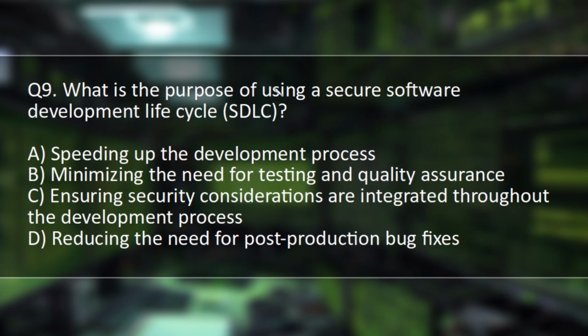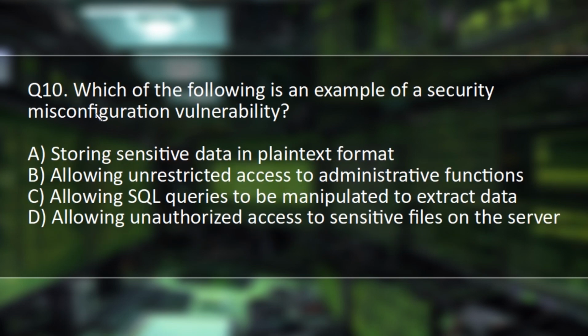Next, what is the purpose of using a secure software development lifecycle? We use it for ensuring that security considerations are integrated throughout the development process. Next, which of the following is an example of security misconfiguration? Security misconfiguration is related to unrestricted access to administrative functions. So the answer to this question is B.